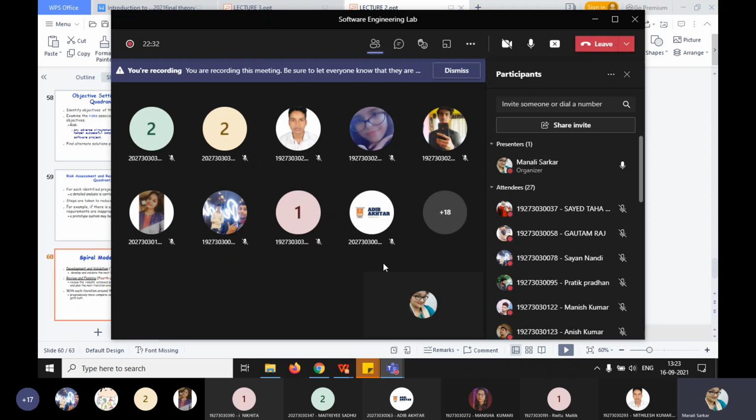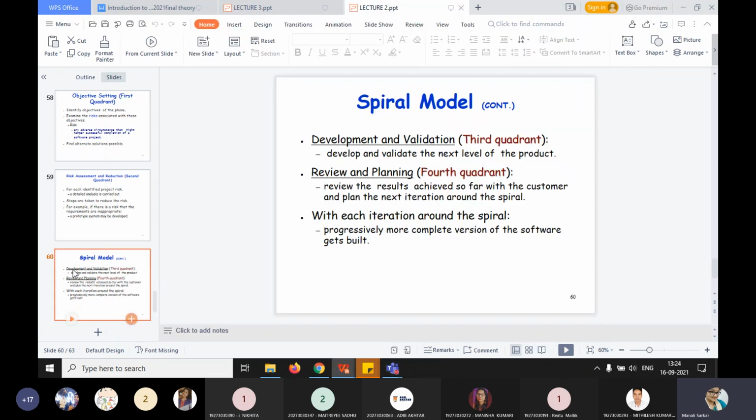So see here, to make the software model more efficient, the different features of the product that can be developed simultaneously through parallel cycles can also be identified. With each iteration around the spiral, a progressively more complete version of the software gets built. As long as it follows iteration, it develops a more complete or upgraded version of the software.